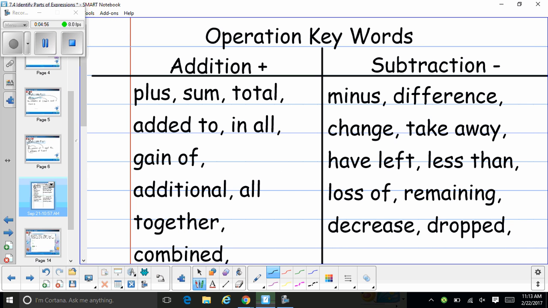What you're going to do is in your notebook, we're going to write down some keywords that you often see to help you put together expressions, solve expressions. So we're going to make 4 boxes, so you can fold your paper in half like 2-column notes. Our first 2 columns are addition and subtraction. Once you've copied these words down, continue to hit play.